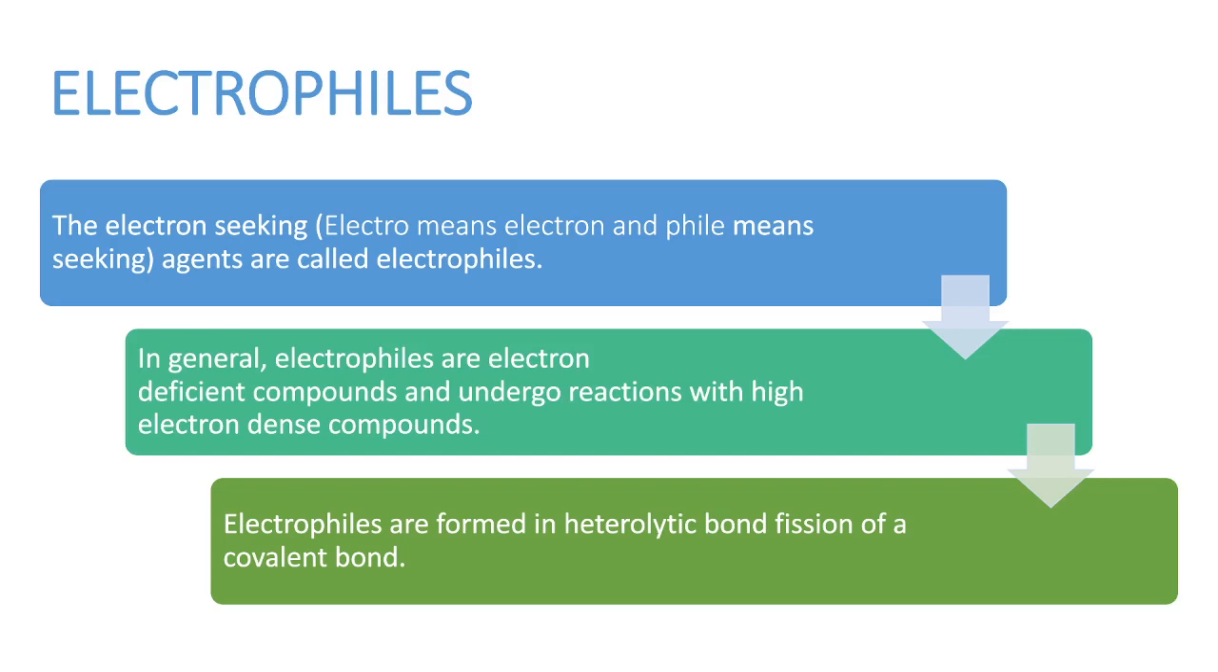Hence, the definition can be given like this. The electron-seeking agents are called electrophiles. And in general, electrophiles are electron-deficient compounds. Electrophiles contain fewer electrons than the octet in the valence shell.